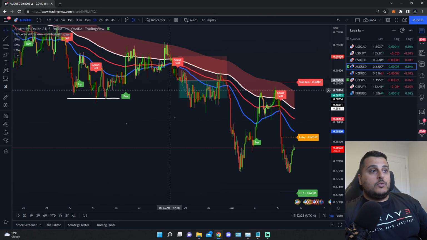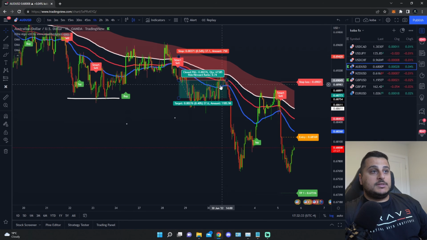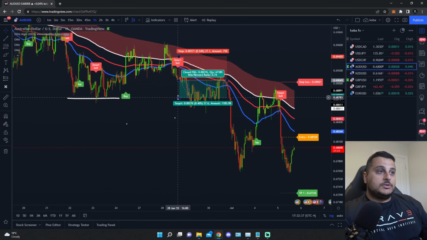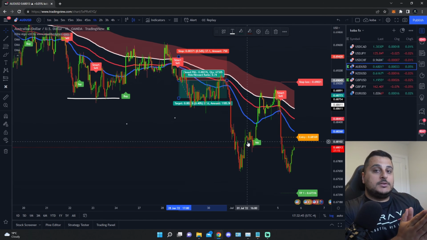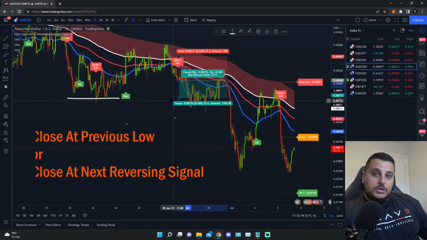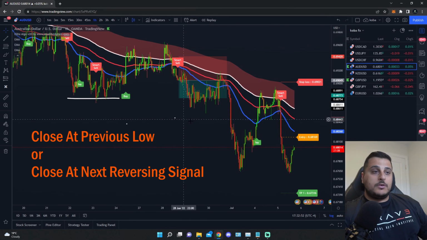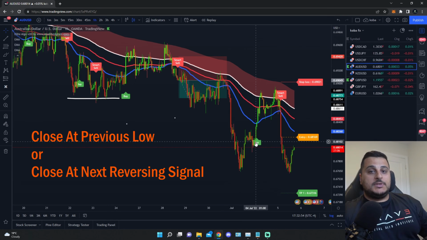Now over here, we can obviously stay in the trade longer because the stop loss wasn't hit. And you can see that the momentum was still very bearish. So we could have actually kept on going until we got a buy signal instead. That is a different way to also take the trades with this. So either you get out where the previous low is, where the nearest resistance or support, or you get out at the opposite candle signal.